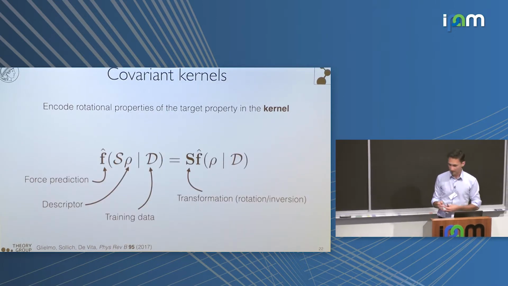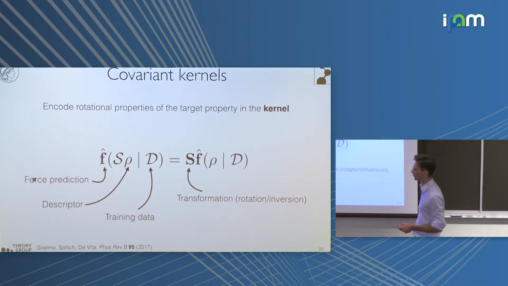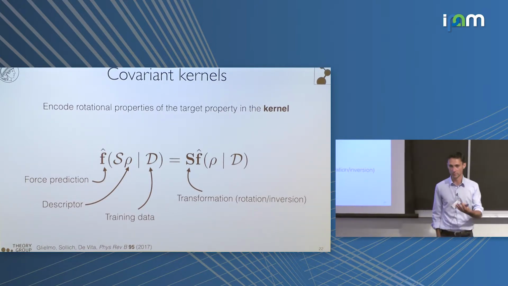So it's the same exercise. You want to make a prediction for a force or a dipole, so any sort of vector property of your molecule, of your sample. And so what you're going to do is take your sample with your representation rho, and apply some sort of symmetry operation S, like a rotation.